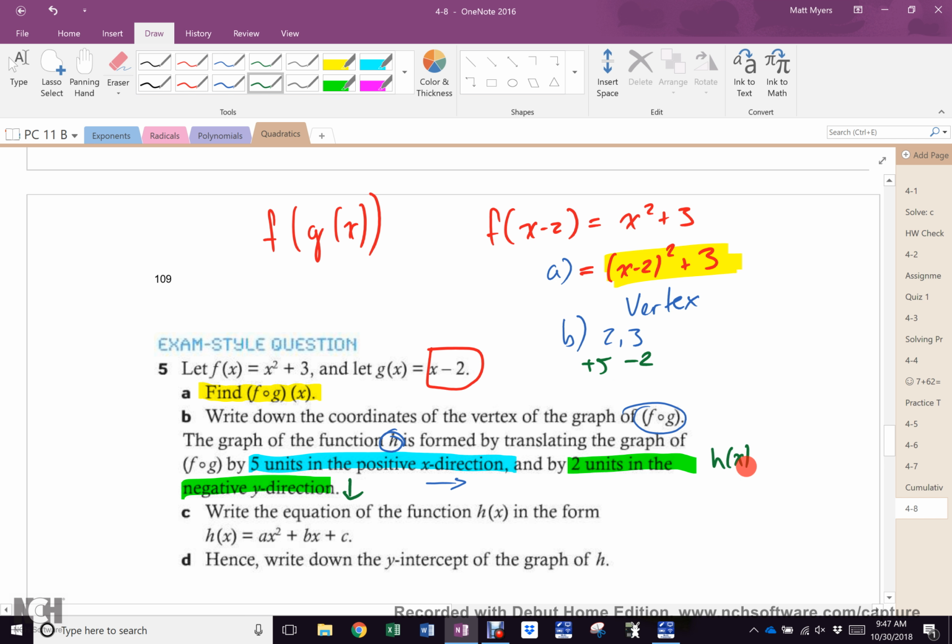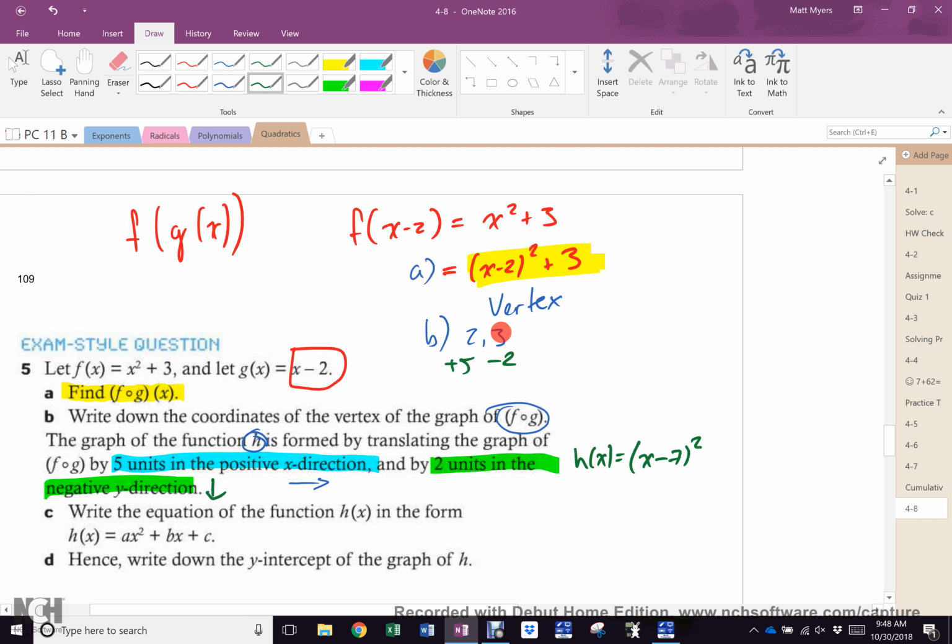H of x is x. What's 2 plus 5? So how would I write that as a vertex? X minus 7 squared. And what's my new y? What's 3 minus 2? 1. So how do I put that as a vertex? Plus or minus? Plus 1. That is my new function.